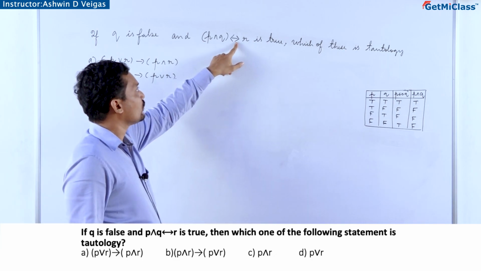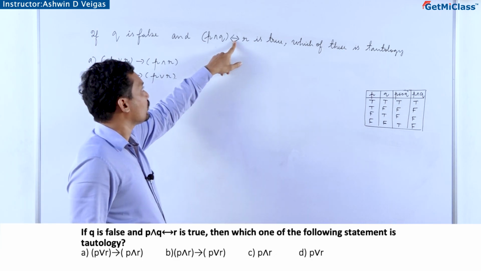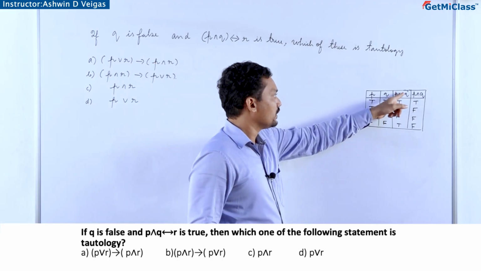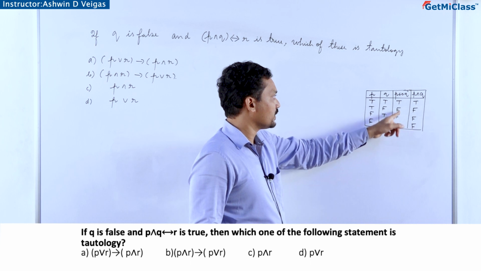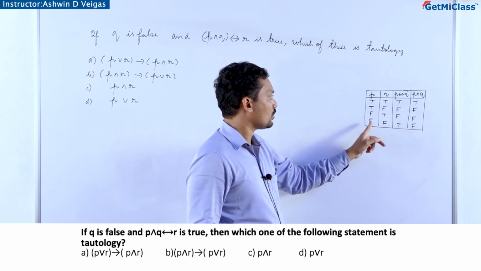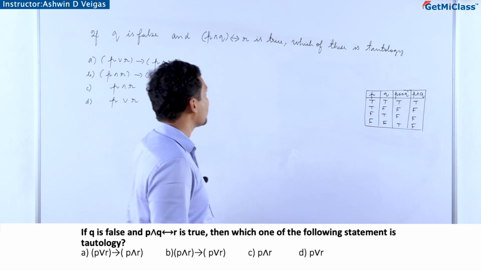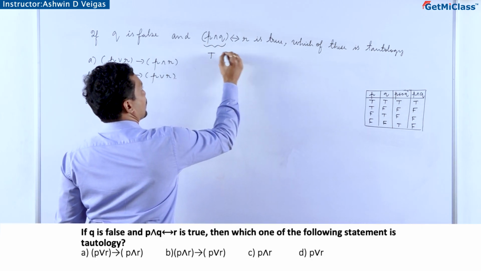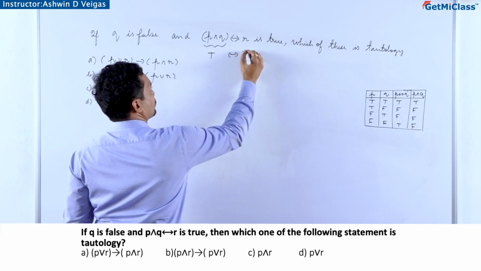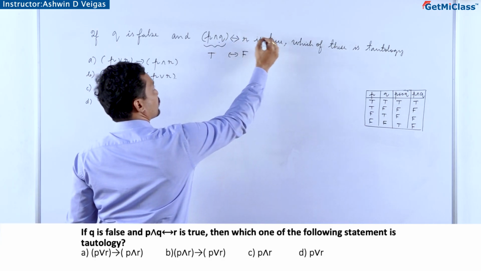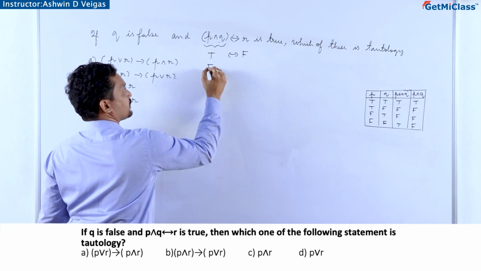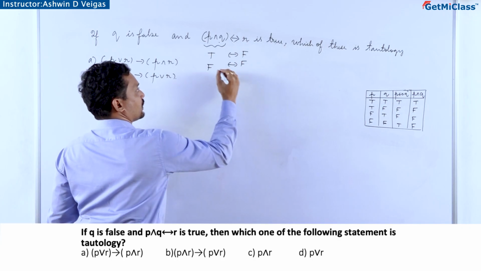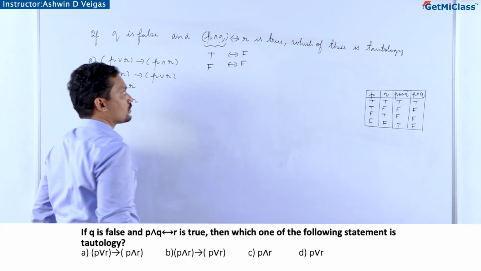Now, this is an if and only if statement. So, when is if and only if true? If you look at the table I have just given here, if and only if is true in 2 cases, either both should be true or both should be false. So, there are multiple cases for this. Either this should be true and this should be true. True if and only if true will be true, or another case is this should be false and this should be false. False if and only if false is also true.